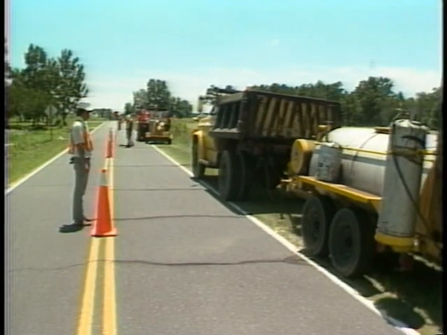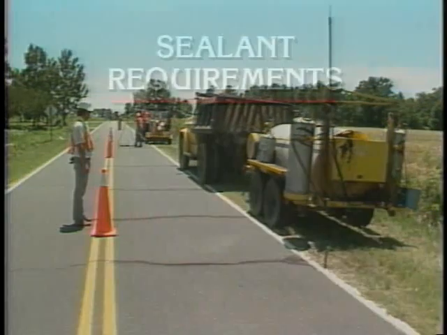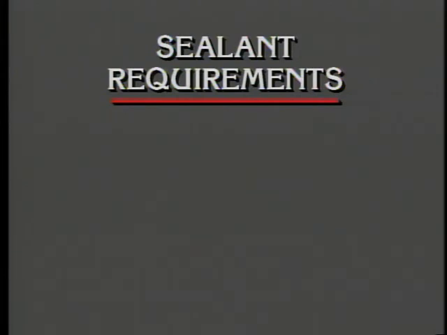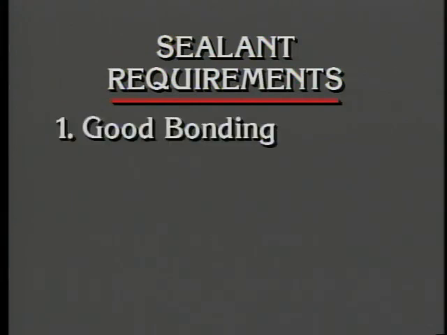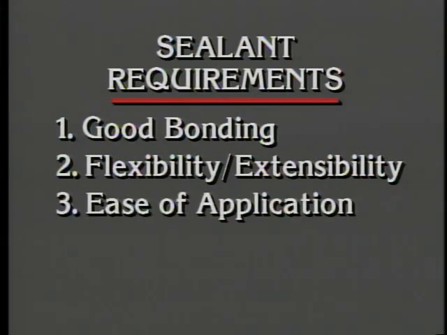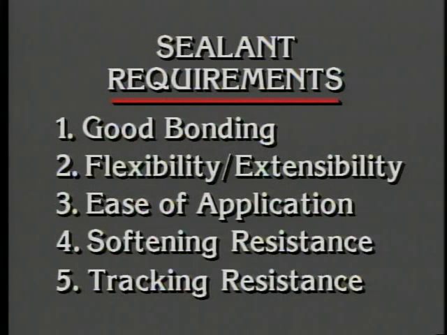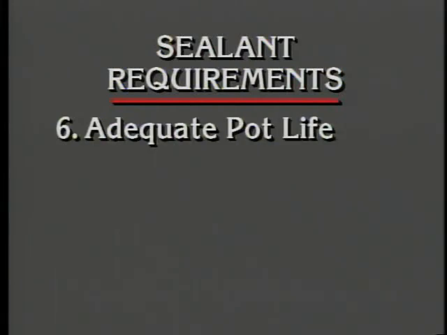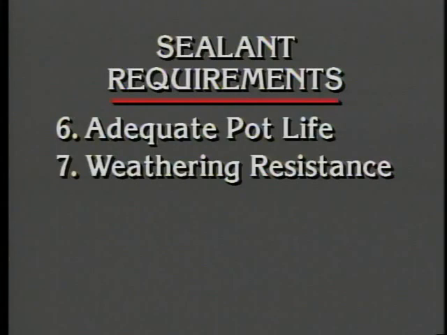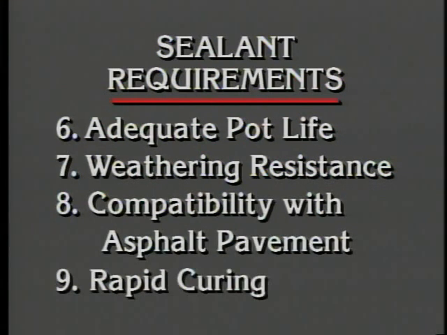Selection of an appropriate crack sealant is essential if the crack sealing operation is to be effective. What are the requirements for a good crack sealant? A high-quality sealant should exhibit the following: good bonding or adhesion characteristics, flexibility and extensibility, ease of application, resistance to softening, resistance to tracking, adequate pot life at application temperatures, resistance to weathering, compatibility with asphalt pavement, rapid curing.